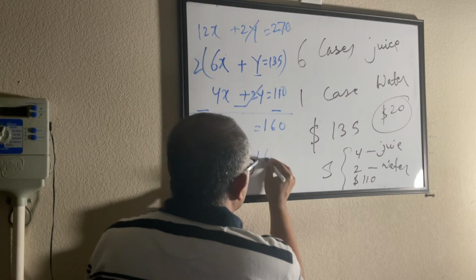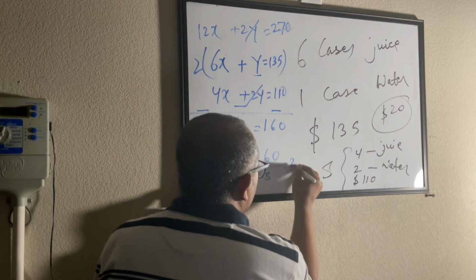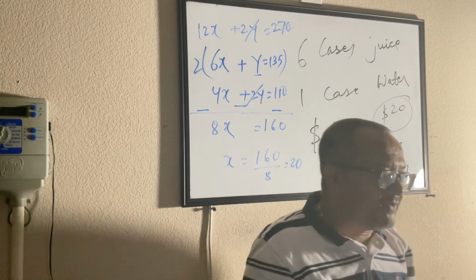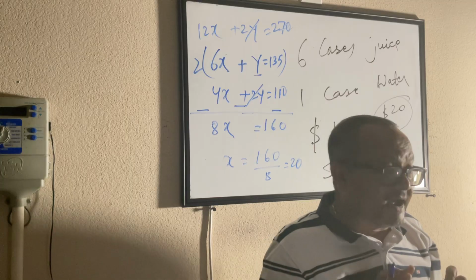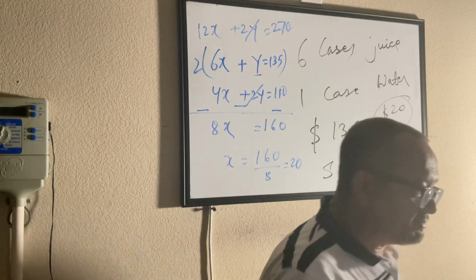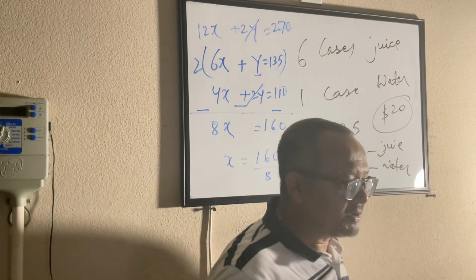X equals 160 by 8, that is 20. Now I am with all of you who gave 20 as the answer. And I knew that the answer is 20. It was looking right to me.